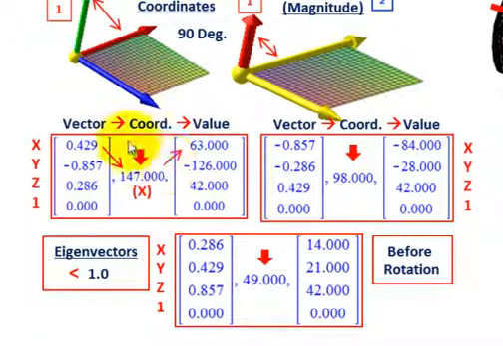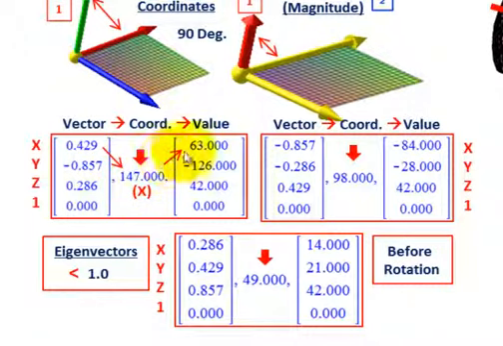So just understand what's going on here. If you had to do this by hand and you knew your unit amounts for your eigenvectors, let's just say the first X coordinate is 0.429. You take that times your eigenvalue, which in this case is 147.